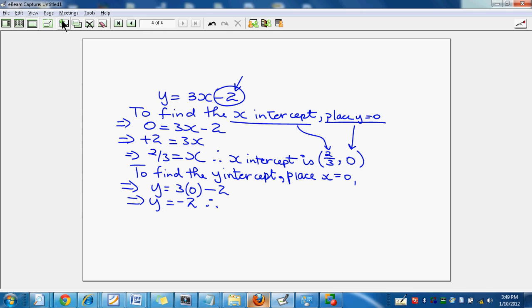Therefore, the y-intercept is, what will the y-intercept be? Well, for the y-intercept we place x as 0, which is this. And we worked out the y-intercept as y equal to minus 2. So the y-intercept will be minus 2, and the x value here is 0. So these are the things that we will need to sketch our curve quickly.